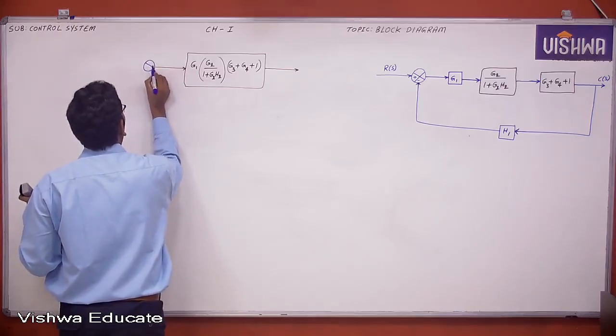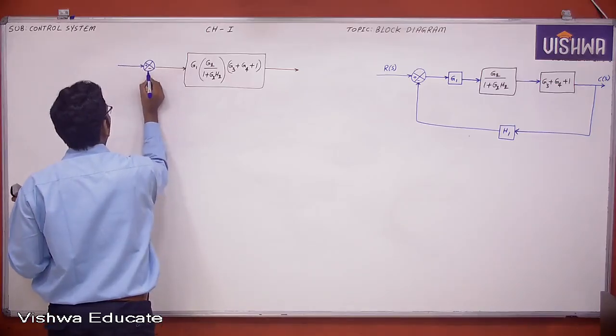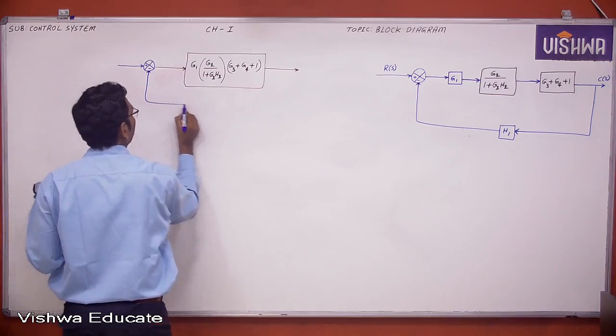In black pen, what I am writing is the replacement. Blue is the actual, original, what is given. Like that you can identify.